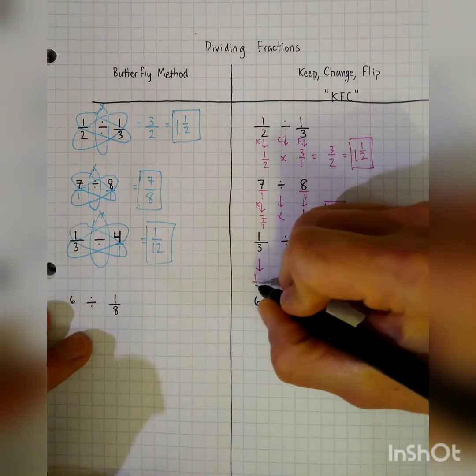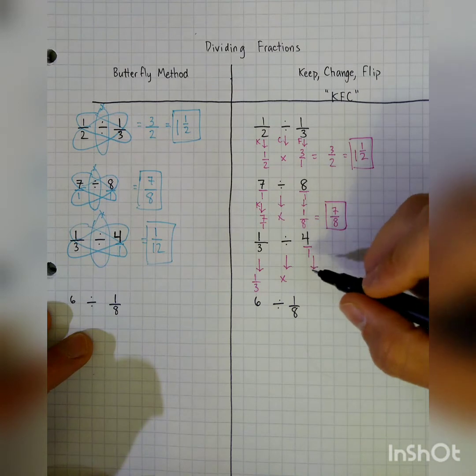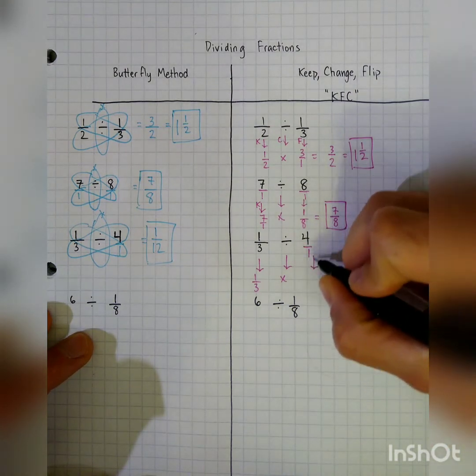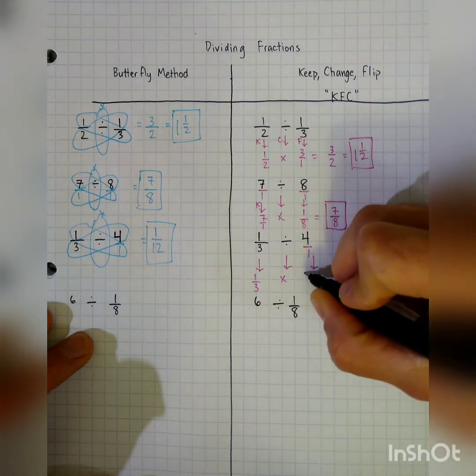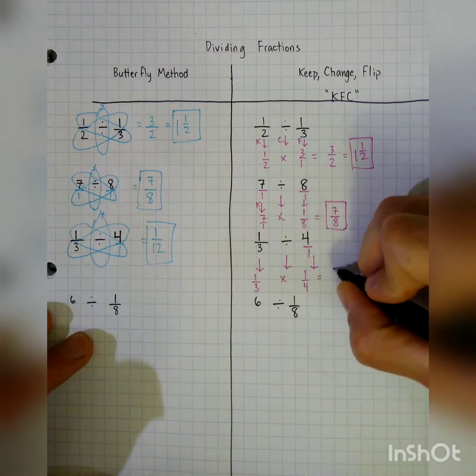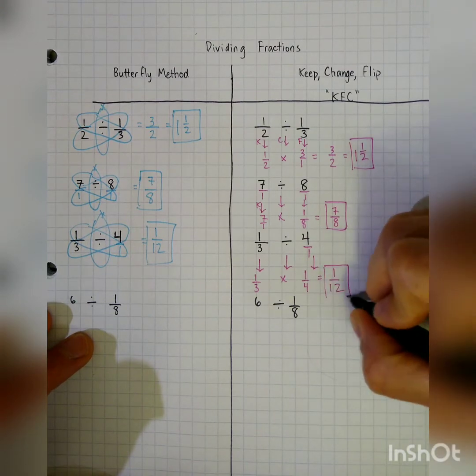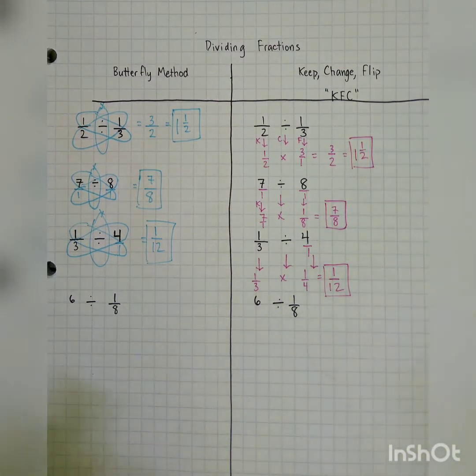1/3 I'm going to leave as 1/3. I'm going to keep it. I'm going to change division to multiplication, and I'm going to flip 4/1 to 1/4. And now I go 1 times 1 is 1, 3 times 4 is 12, and I'm done. Pretty simple here. One last example to show you.